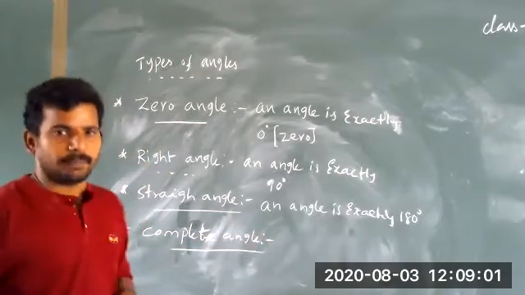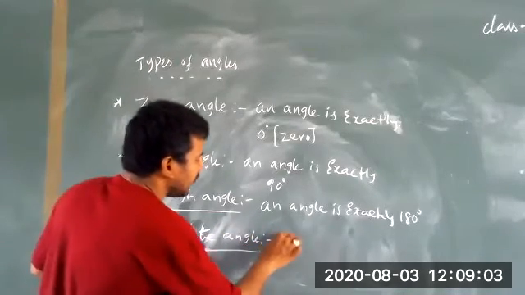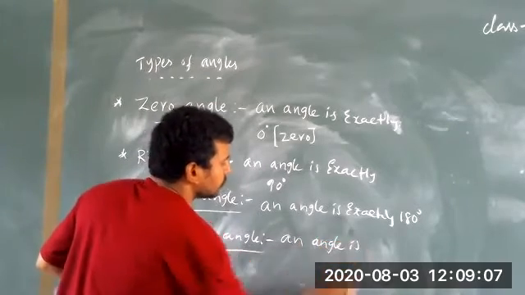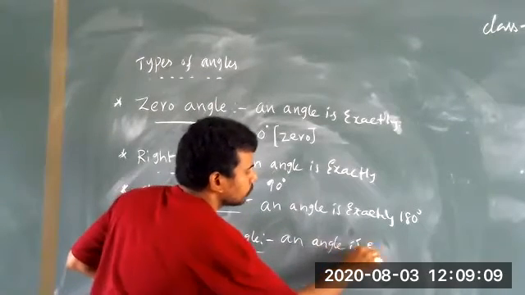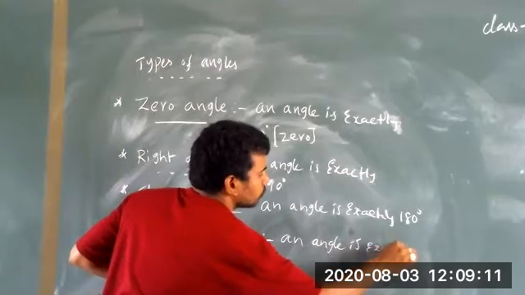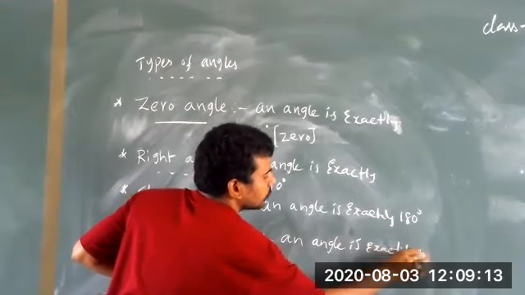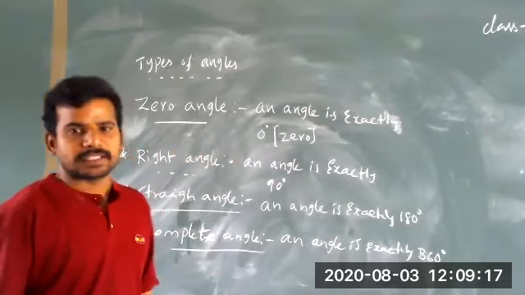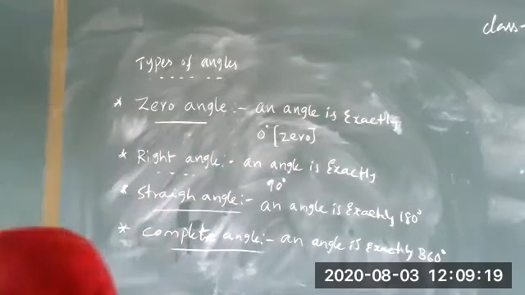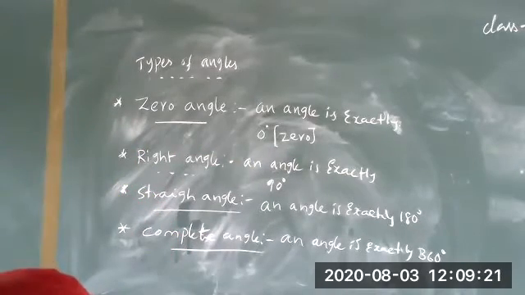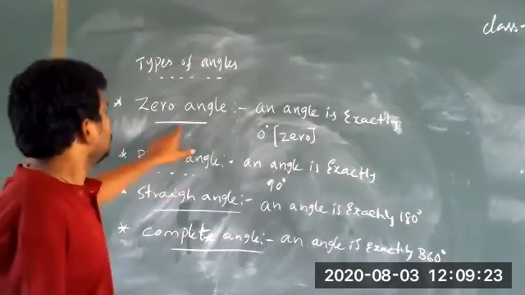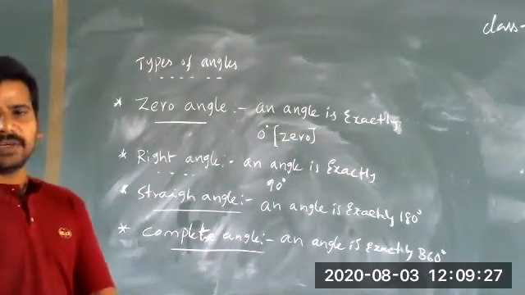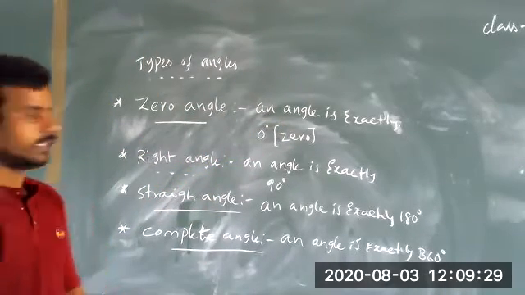What, children? Complete angle. An angle is exactly 360 degrees, so it is called complete angle. One second, children. Zero angle: an angle is exactly 0 degrees, so it is called zero angle.